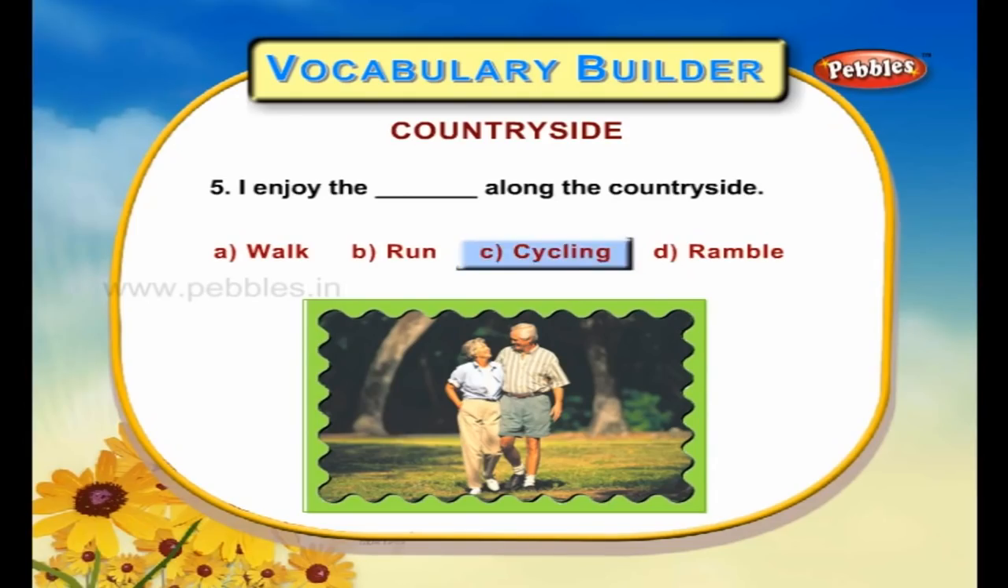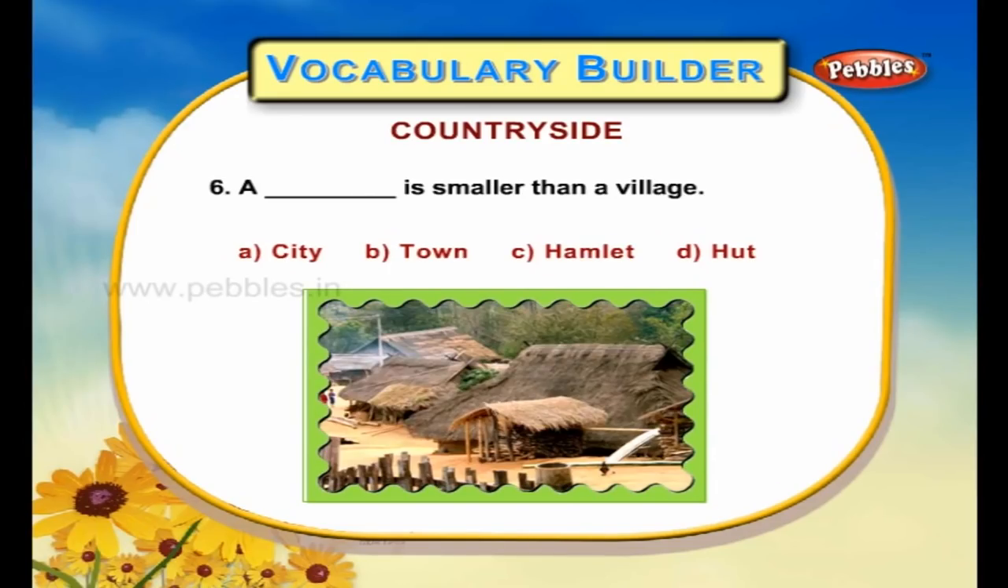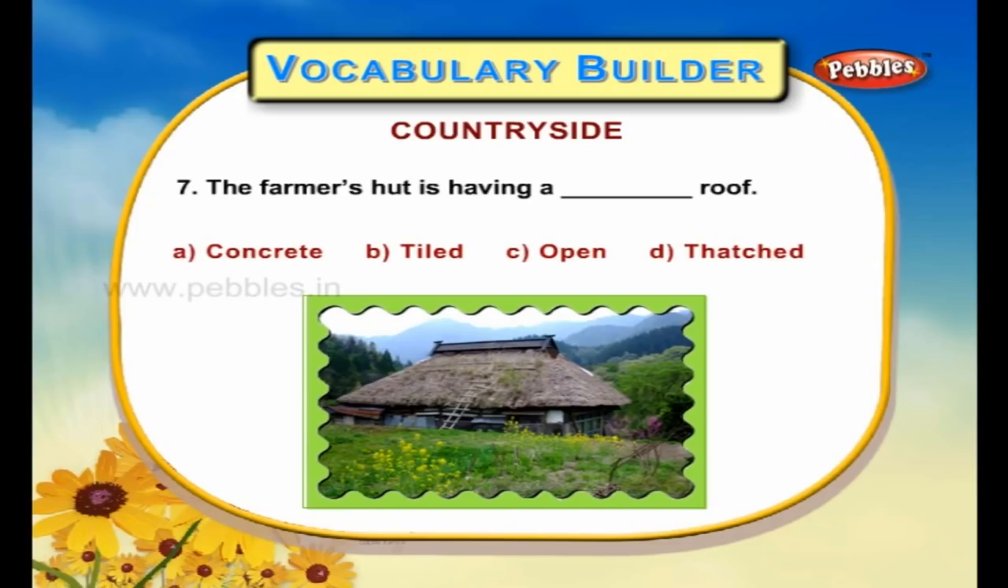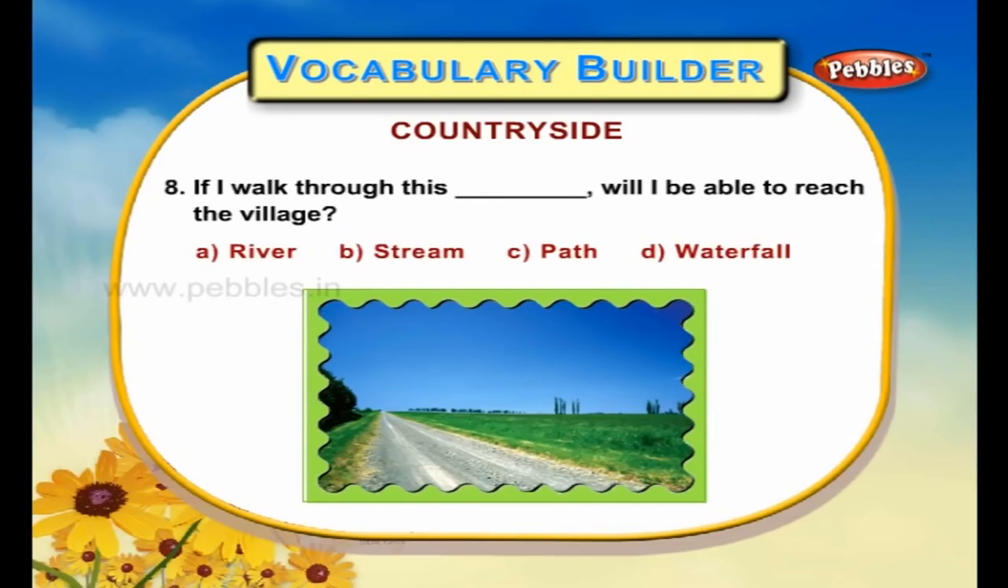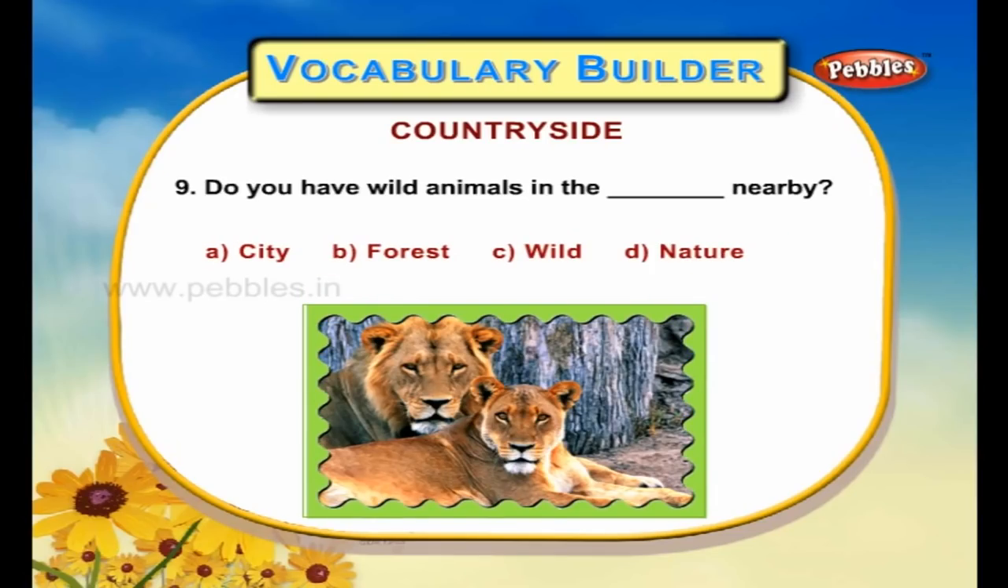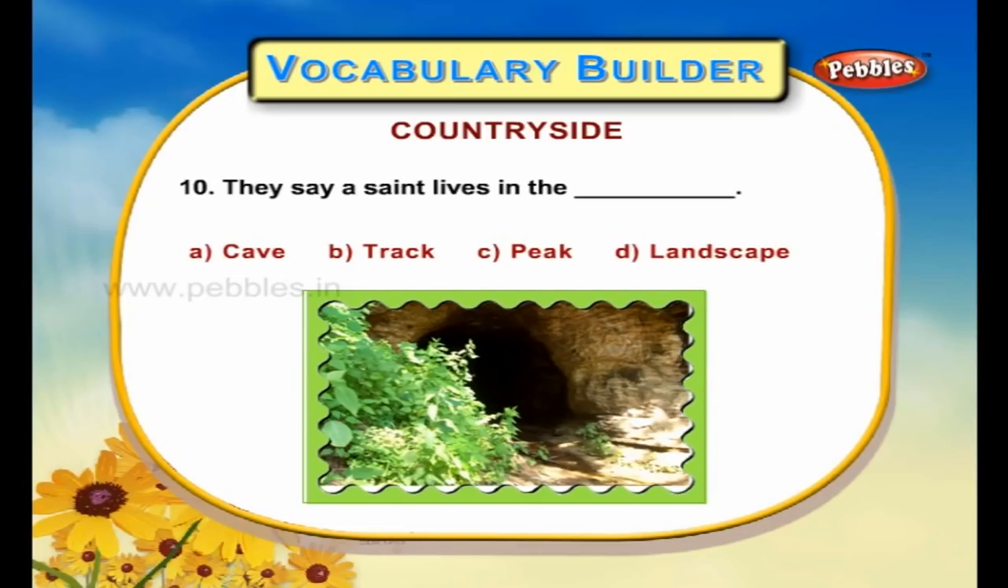I enjoy the ramble along the countryside. A hamlet is smaller than a village. The farmer's hut is having a thatched roof. If I walk through this path, will I be able to reach the village? Do you have wild animals in the forest nearby? They say a saint lives in the cave.